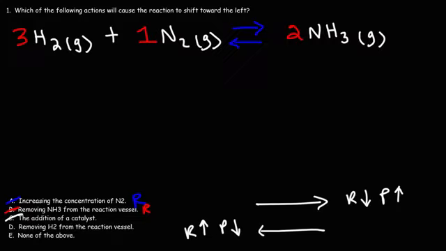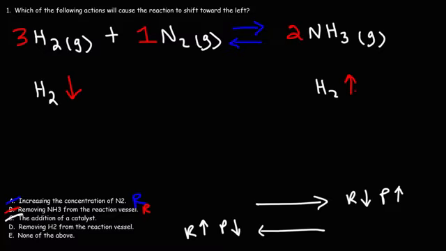Now what about removing hydrogen gas from the reaction vessel? What's going to happen if we decrease the amount of hydrogen gas by taking it out of the reaction? So hydrogen gas is a reactant. If we decrease the amount of hydrogen gas, the system is going to try to do the opposite. It's going to try to increase. So it's increasing a reactant.